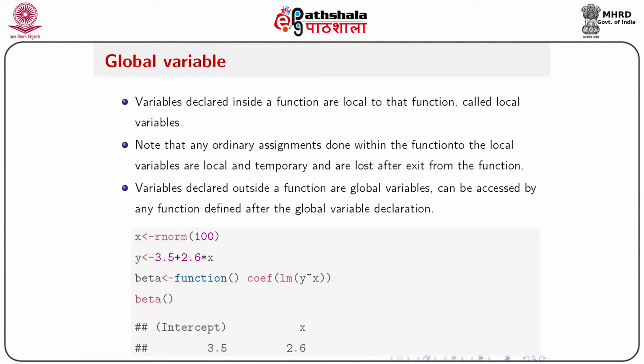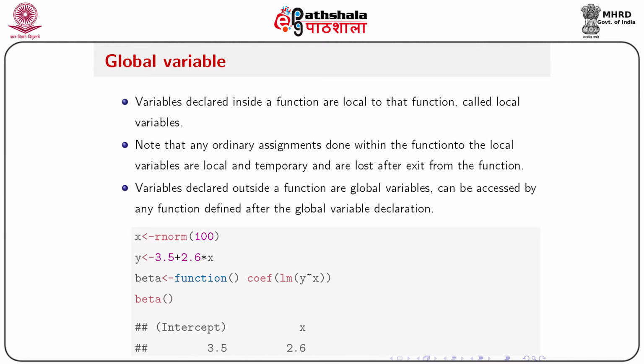Next we'll see the global variable. The variables declared inside a function are local to the function, called local variables. Note that any ordinary assignment done within the function to a local variable is local and temporary and is lost after exit from the function.